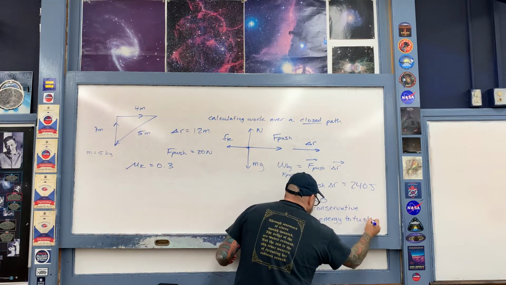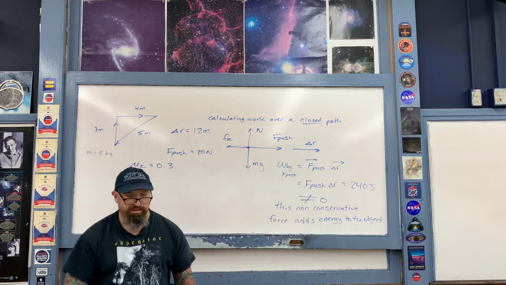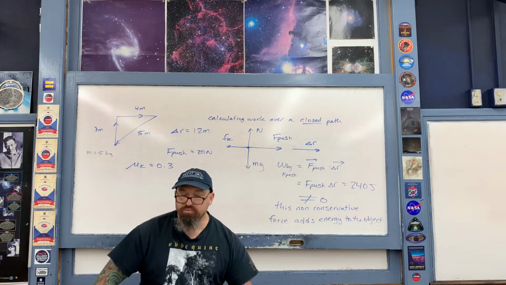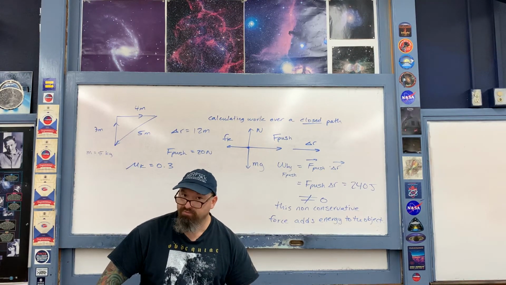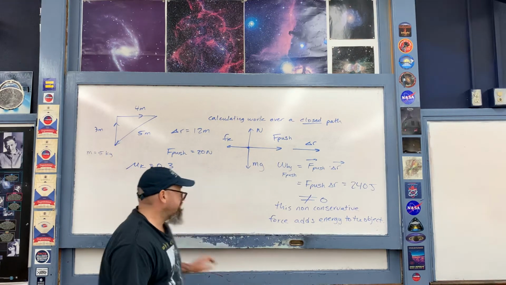The object's energy is not a conserved quantity. We're adding energy to it by pushing on it. Given that, you could probably guess what's going to happen now with kinetic friction. So let's go ahead and calculate the work done by kinetic friction over this closed path.